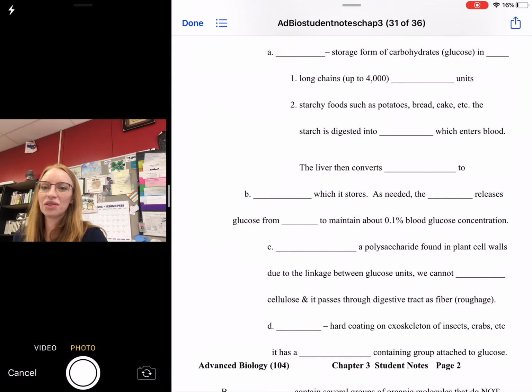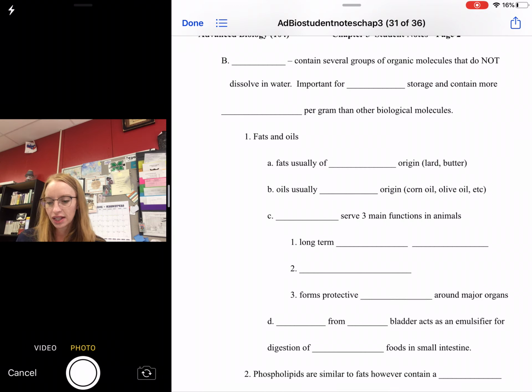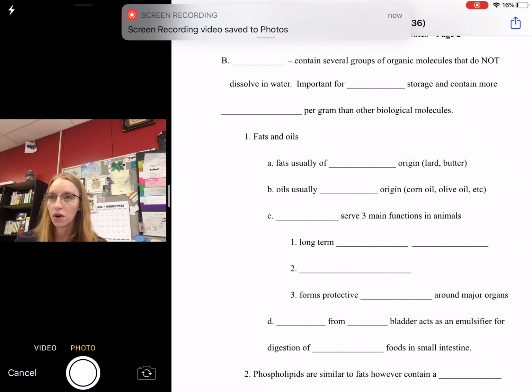All right, this is your lipid section. So we're in part B of your chapter 3 student notes. Lipids contain several groups of organic molecules that do not dissolve in water. So these are called hydrophobic molecules.